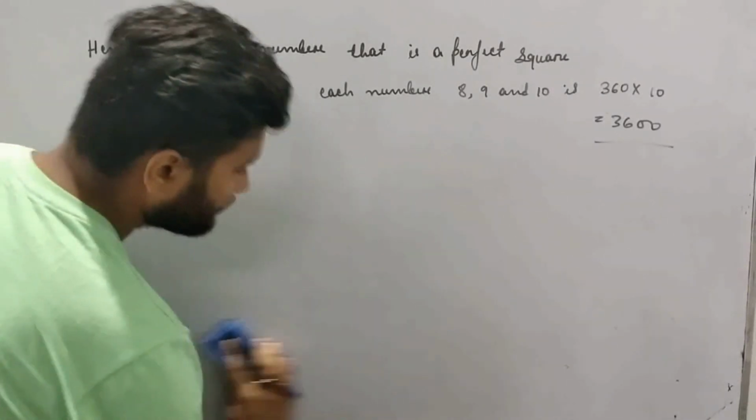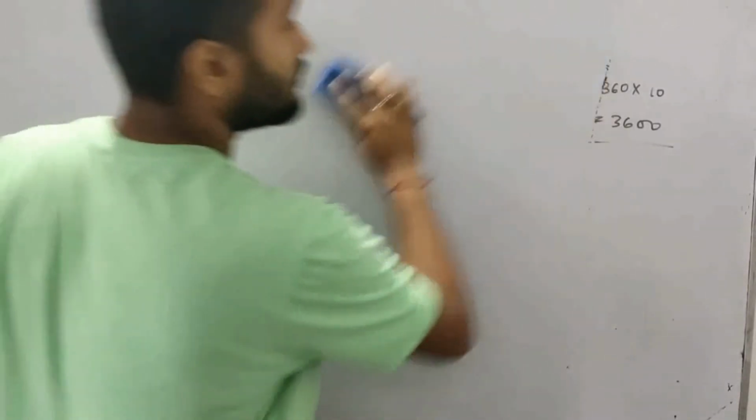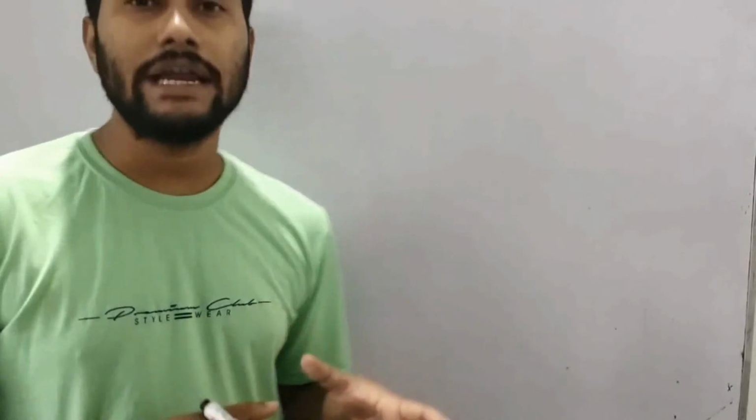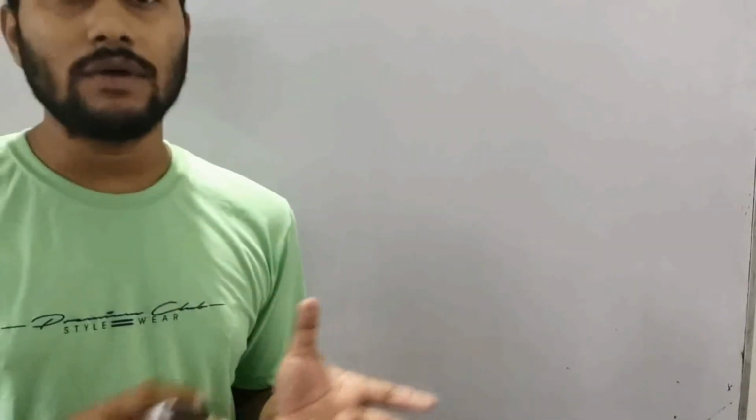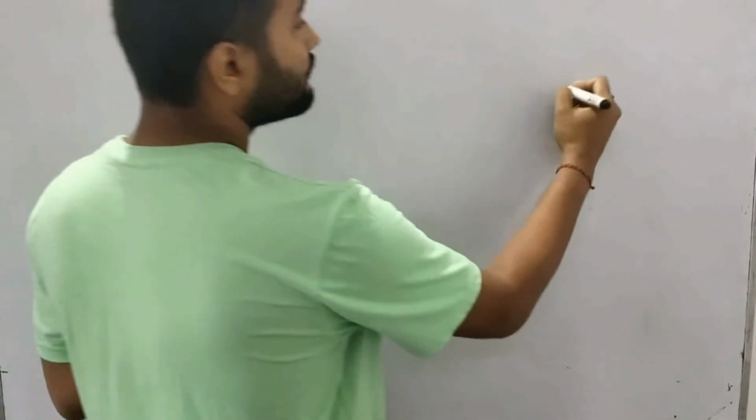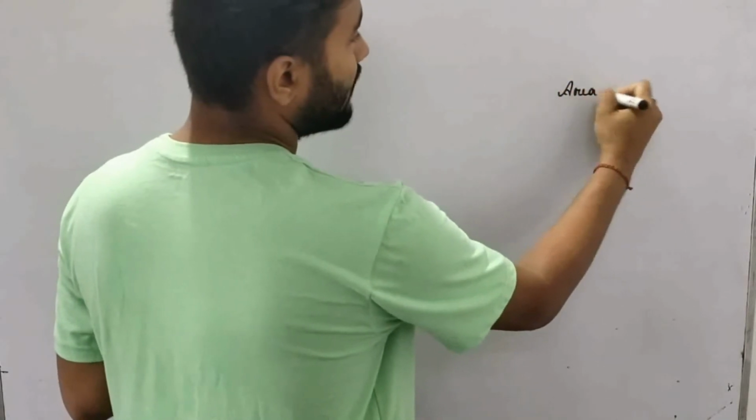Okay, next, question number 9. The area of a square field is given 534,361 square meter. Find the length of its side. Very simple question. What is the area of a square at first? Area of a square is side into side.